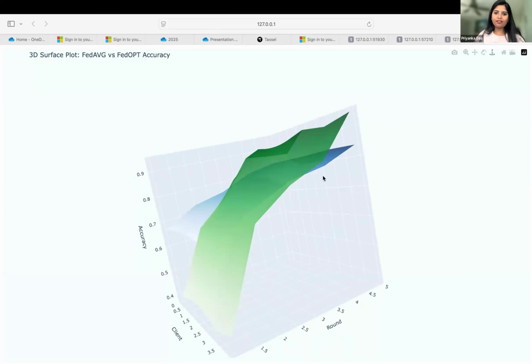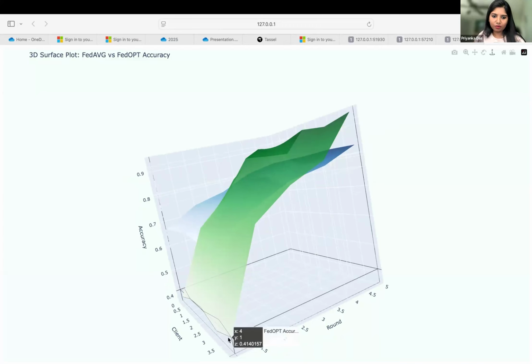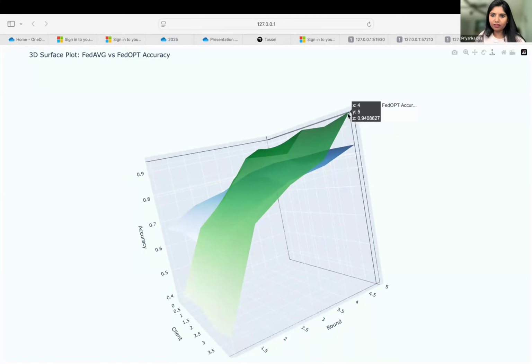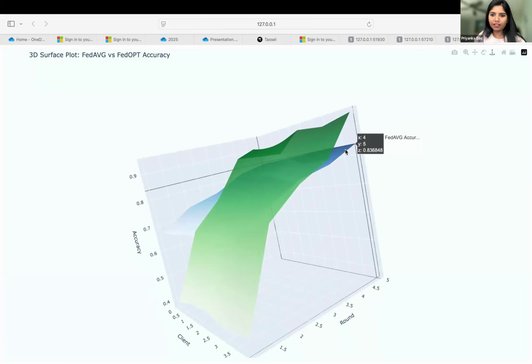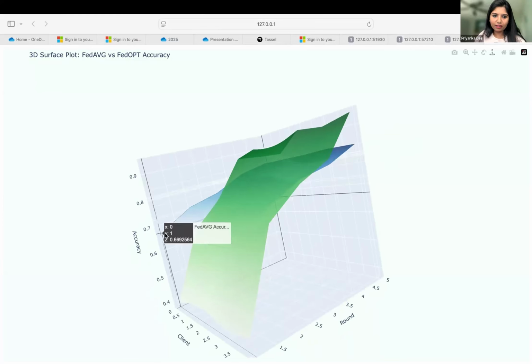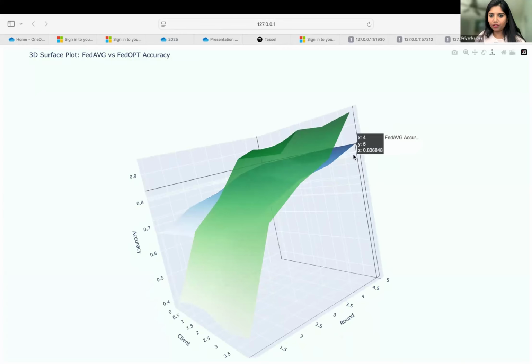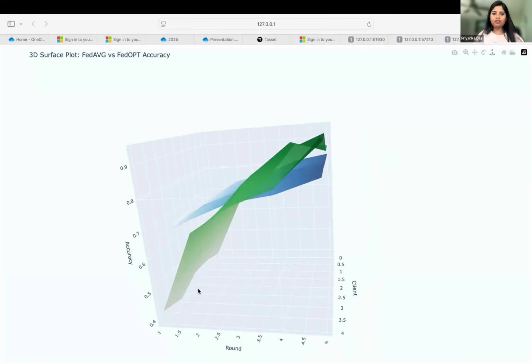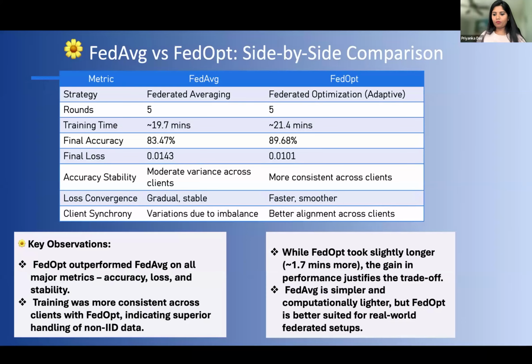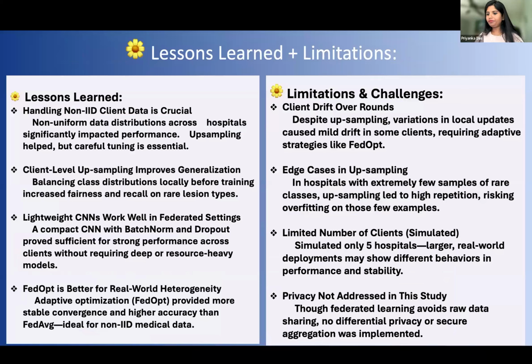So, this one is for FedOPT. As you can see, it started quite low with 0.41, but it went higher till as high as 0.94. And this one was for FedAVG. So it started at 0.66, but it ended at 0.83, which is lower than FedOPT. So moving on to the next one.